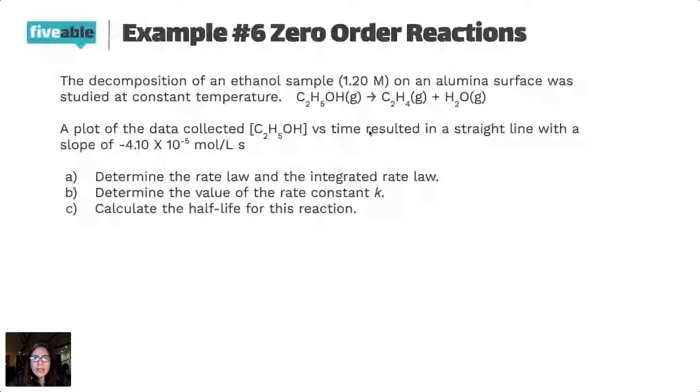So that's a hint that it is zero order. One hint, another hint. Okay, and you have there the slope. It says determine the rate law and the integrated rate law, determine the value of the rate constant, and calculate the half-life for the reaction. What would be the rate law? The rate will equal K. Yes, that's right, Carmen, K, because the one that you said was first order, and this is zero order. Correct. Excellent.